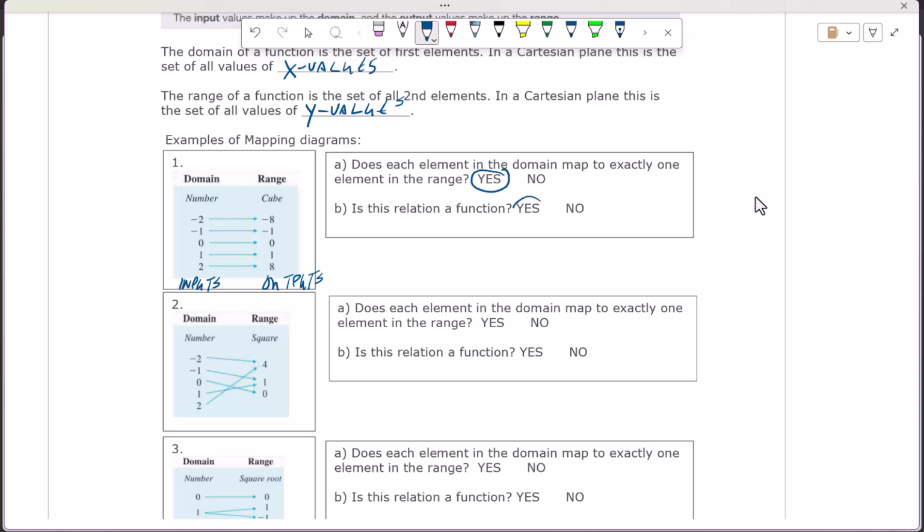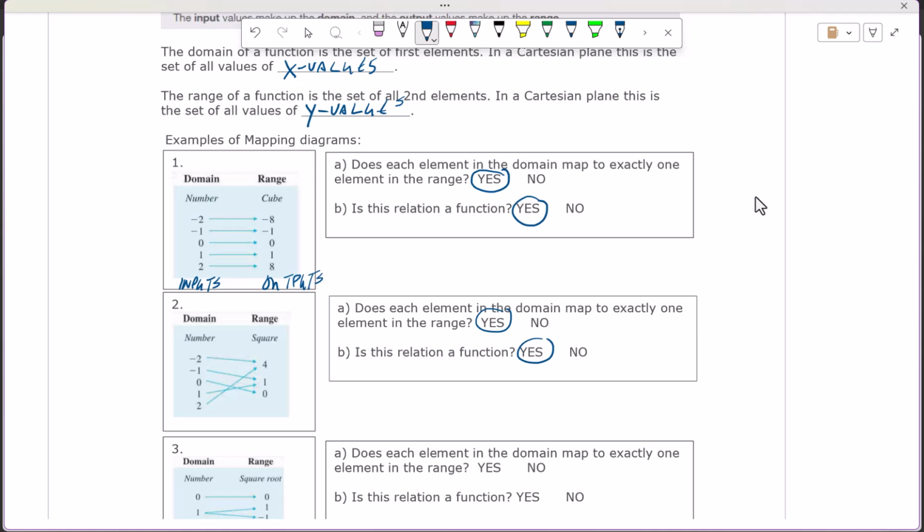Is this relation a function? Yes, it is. Okay, second one, another mapping diagram. We ask the same question. Does each element in the domain map to exactly one element in the range? -2 maps one time. -1 maps one time. 0 one time. 1 one time. 2 one time. Okay, so that's yes. So that would also be a function.